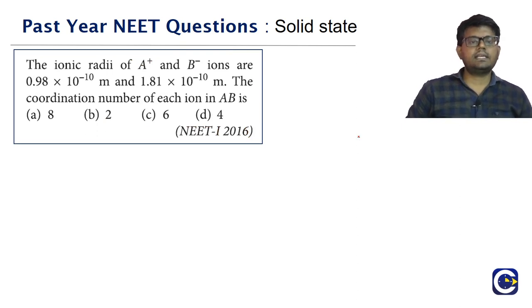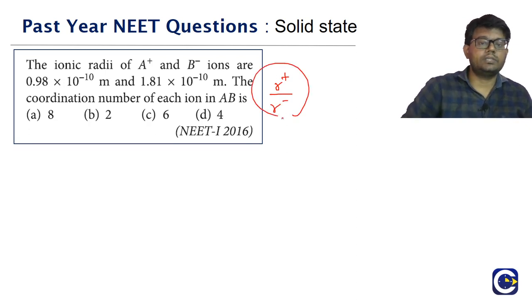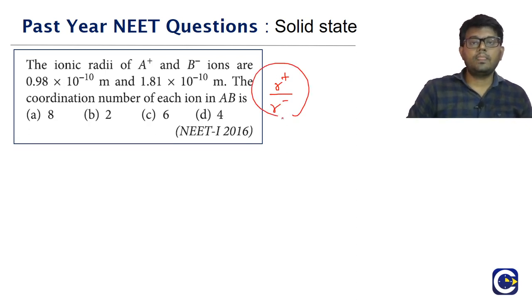Look at this one. This is another question that came in the NEET paper 1 of 2016. It is a rather straightforward question based on the ionic radius ratio. The type of ionic crystal will depend upon the cation to anion radius ratio. What type of arrangement there will be for the ionic crystal depends upon the cation to anion radius ratio. Okay, look at this question.